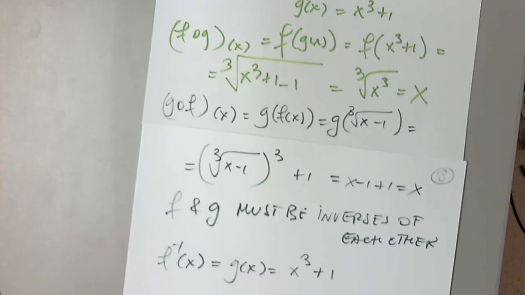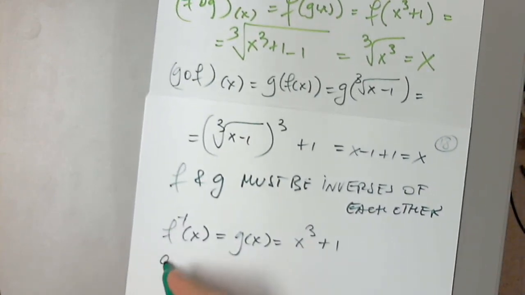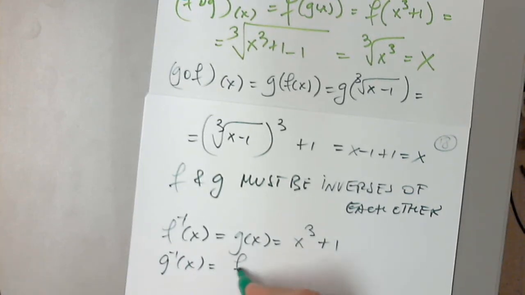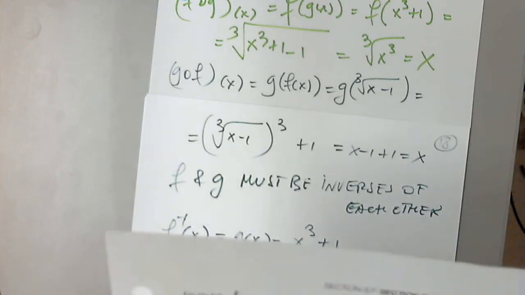Absolutely. And if I ask you what is G inverse, what will you say? Of course. Awesome. The cube root of x minus 1. They must be inverses of each other, so one is the inverse of the other. Very good. Okay, I know I have like 9 minutes left, 10 minutes left, so I like to look at these tables.